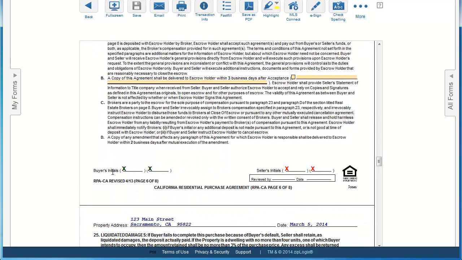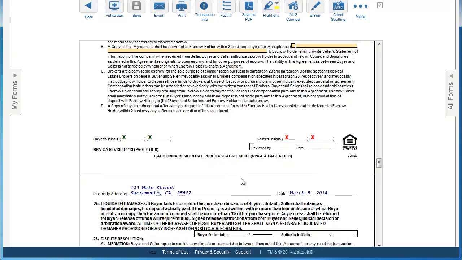Notice that we have things like buyer's initials, seller's initials. The reason why we have it on this is, remember, because the purchase agreement is between the buyer and the seller. So we have to have both of their initials, whereas the listing agreement only had the seller's because the contract was only between the seller and the real estate brokerage that was listing it.